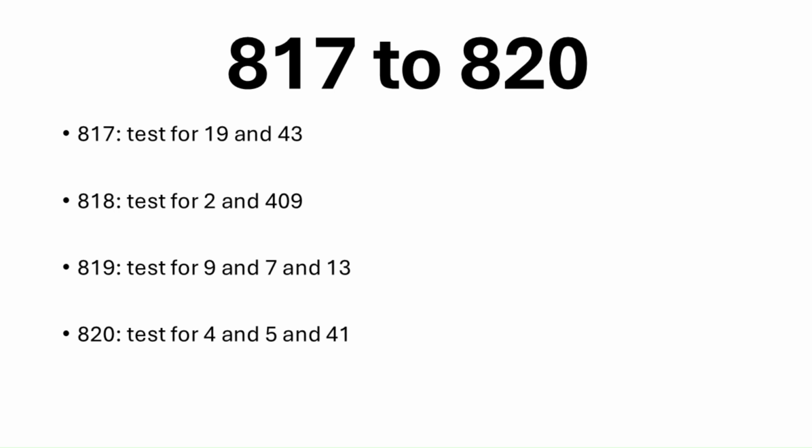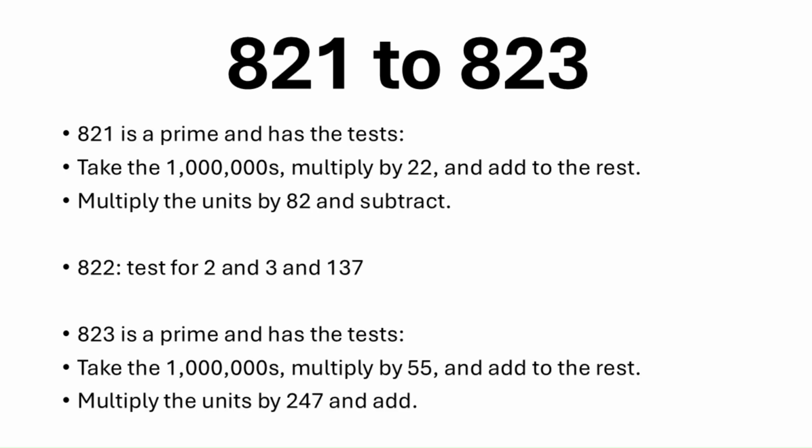819, test for 9 and 7 and 13. 820, test for 4 and 5 and 41. 821 is a prime and has the tests. Take the 1 millions, multiply by 22, and add to the rest. Multiply the units by 82 and subtract. 822, test for 2 and 3 and 137. 823 is a prime and has the tests.